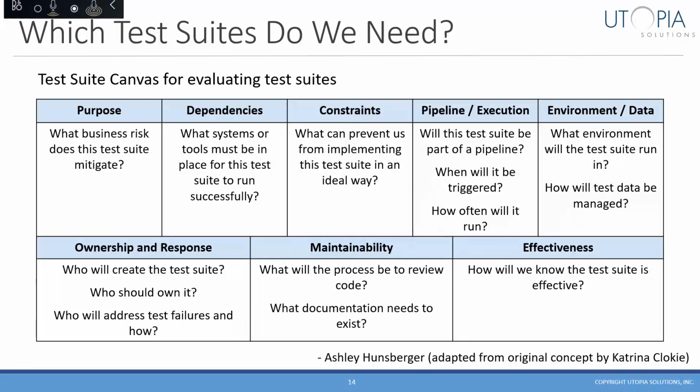I found that a good way to do that is to use a process introduced by Katrina Clokey and further refined by Ashley Hunsberger, and that's the test suite canvas. So the version I'm showing here is something that Ashley presented a couple years ago. And the idea behind the test suite canvas is to think about the important aspects of the test suite. So A, we can determine if we need it in the first place, and B, figure out what it's going to do and how we're going to implement it, and all of the things involved with not just implementation, but even ongoing ownership.